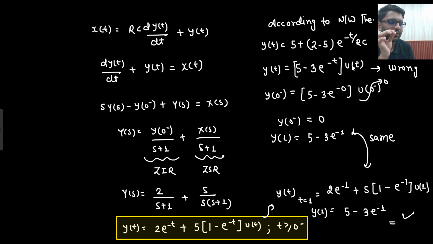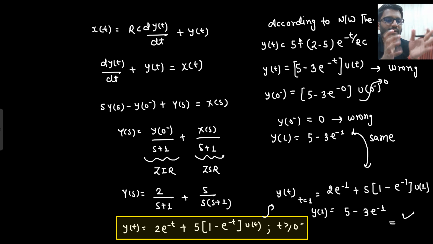So even if you add u(t) or you don't add u(t), there is nothing. If you are talking for t greater than or equal to 0, then both will throw the same result. If you are talking for t greater than 0, then both equations will throw the same result. Only at t equals 0 minus will the issue come into action, because at t equals 0 minus, this is giving you the wrong result. So for t equals 0 minus, this equation was wrong.